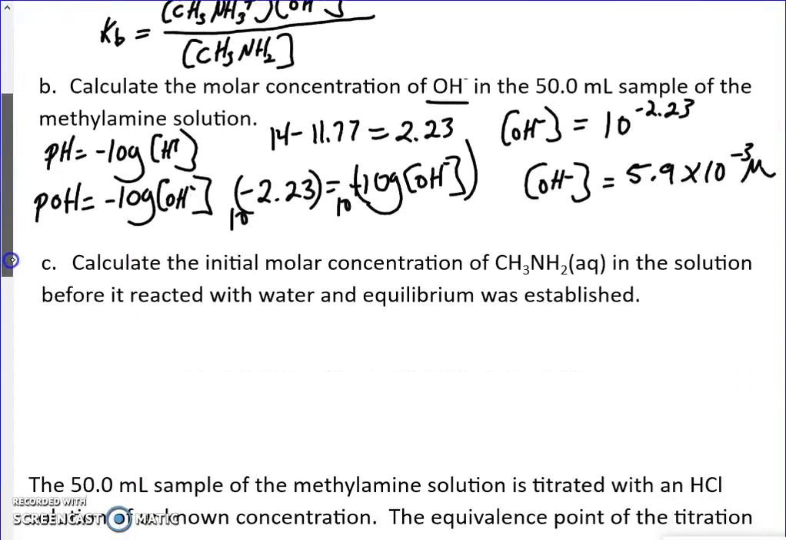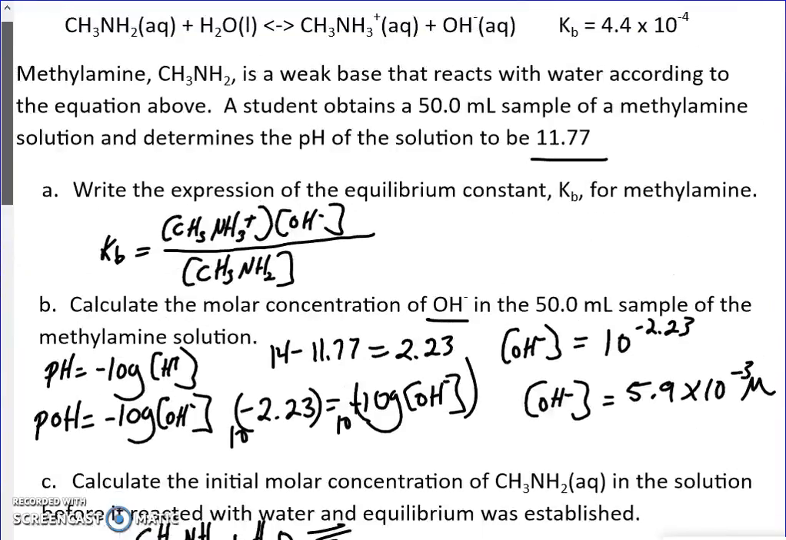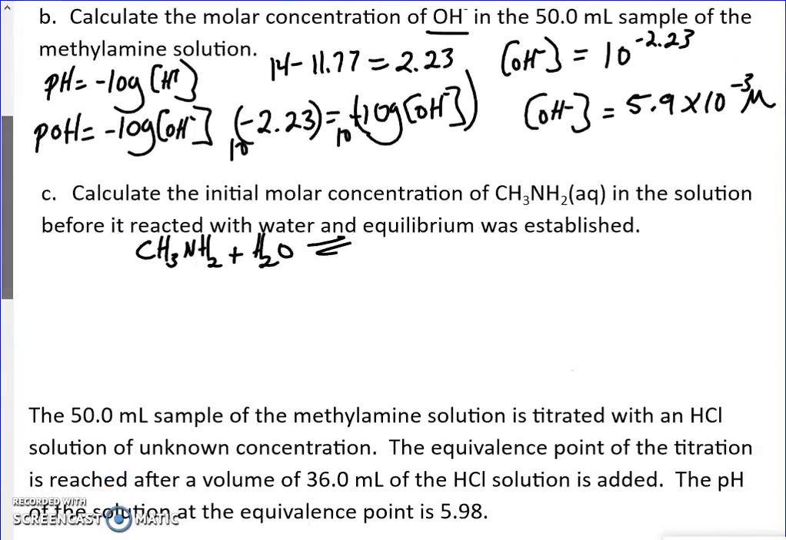Moving on to part C. Calculate the initial molar concentration of the methylamine in the solution before it's reacted with water. Okay, well this is different. We actually haven't done one of these before. But it's actually not that bad. It's almost kind of like a backwards design problem of sorts. So first off, we have a reaction, and this is just the reaction from above, just right here. I'm just rewriting it down here to be able to use it.